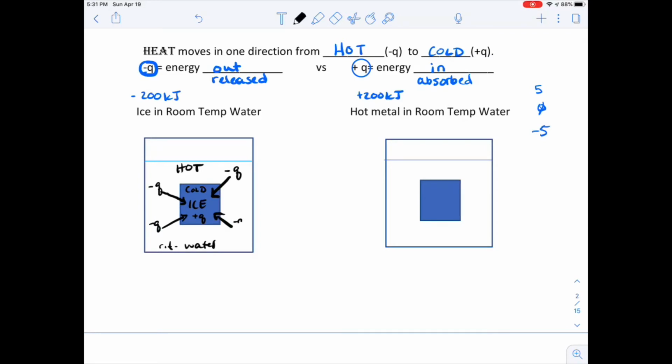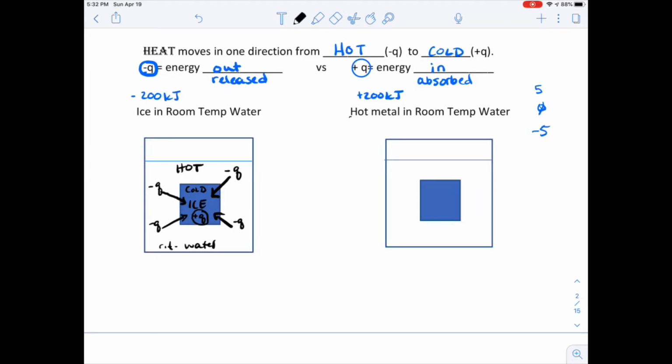And this makes sense because you've seen ice. When you leave it outside and the sun hits that ice and it keeps hitting and hitting and hitting, that ice is going to start to melt. The ice is absorbing, positive Q, the heat from its surroundings.